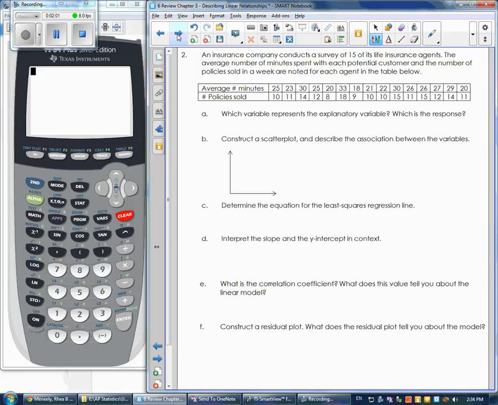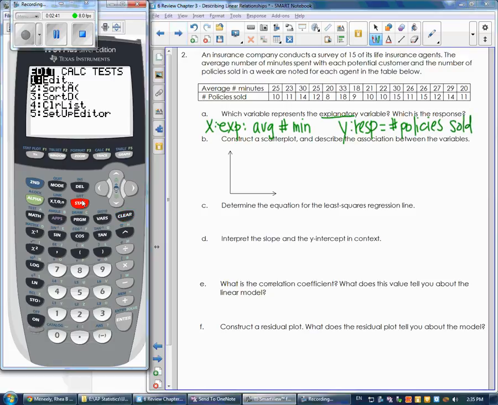Before we start entering the data, we should pay attention to which variable represents our explanatory and which is the response. Since I expect that the more time I spend with customers, the more policies I'd expect to sell, my explanatory variable is going to be the average number of minutes. And remember, your explanatory variable is going to be your x variable. My y variable would be my dependent or response variable, and that's going to be the number of policies sold. And I do expect there to be a positive association here.